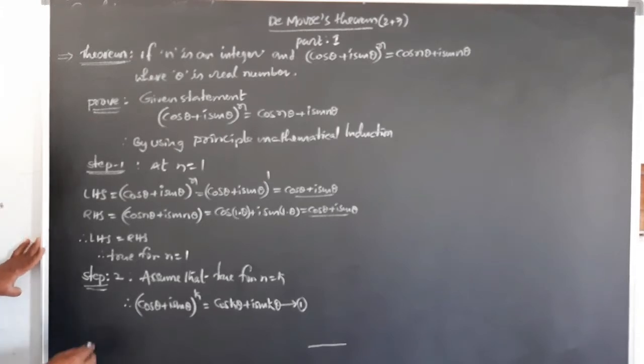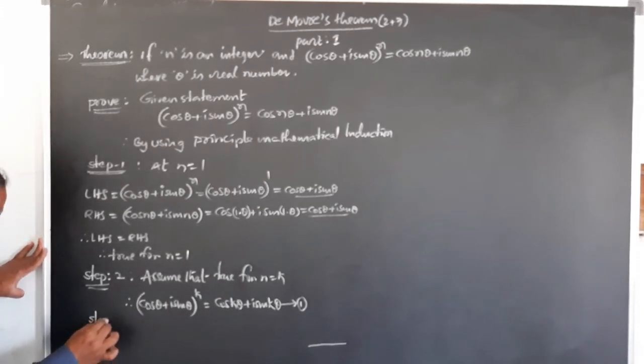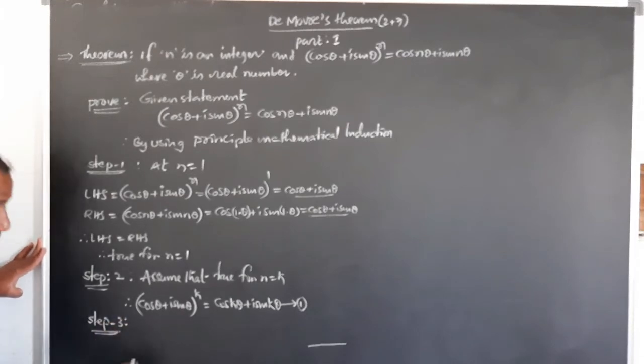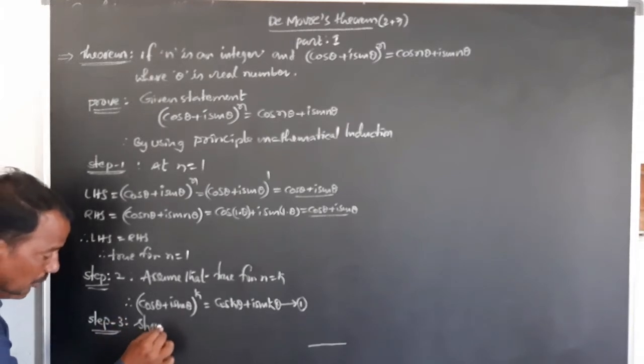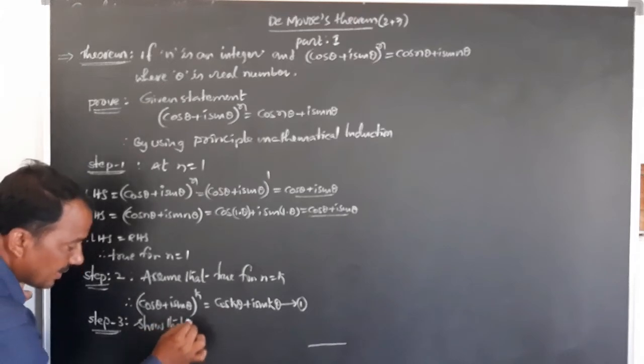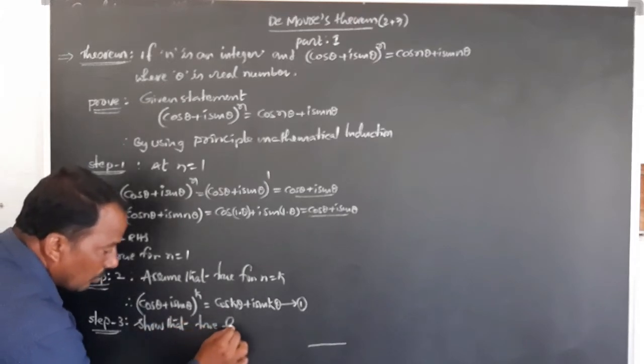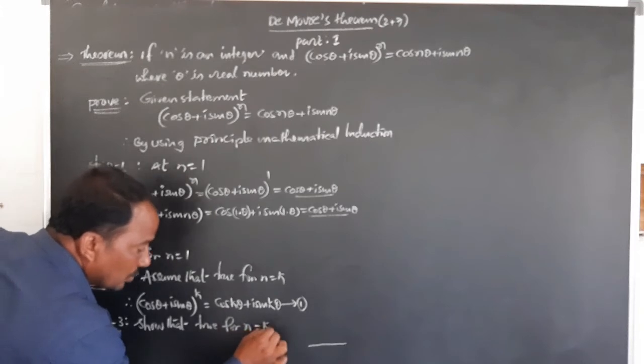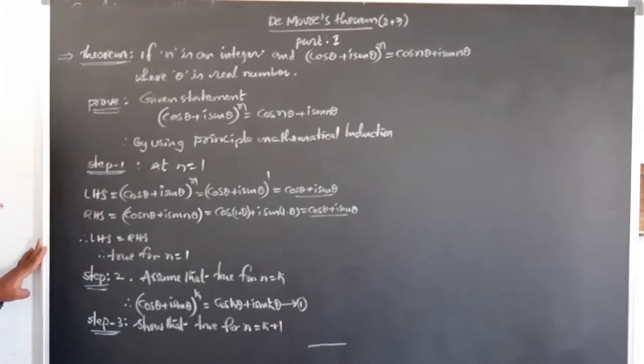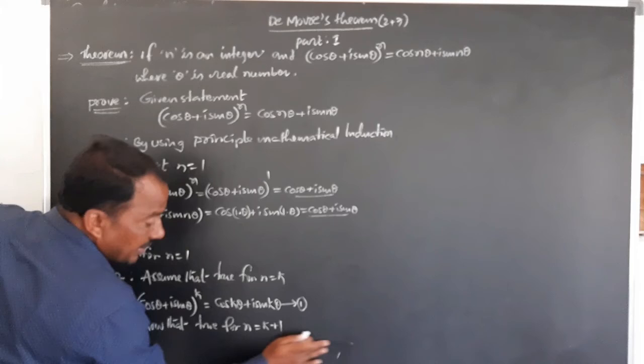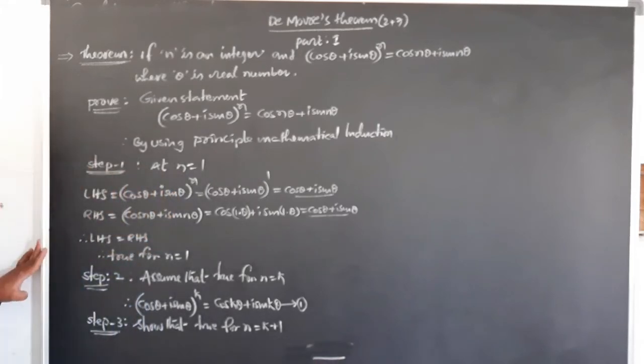Okay. Next, step 3. What is step 3? Show that it is true for n equals k plus 1.